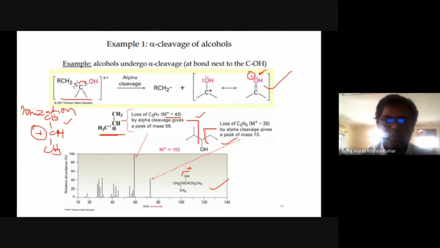Here also you can see the same kind of trend. Loss of this ion gives you 73, and loss of the propyl unit will give you a mass of 59. So it is like this. Here you can see the 43 ion over here.